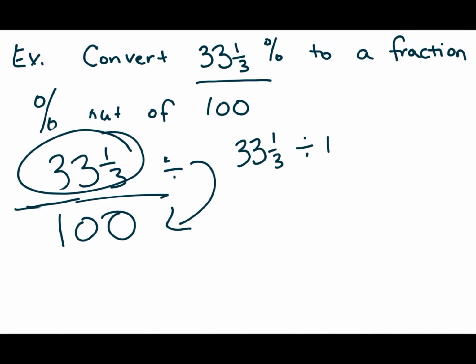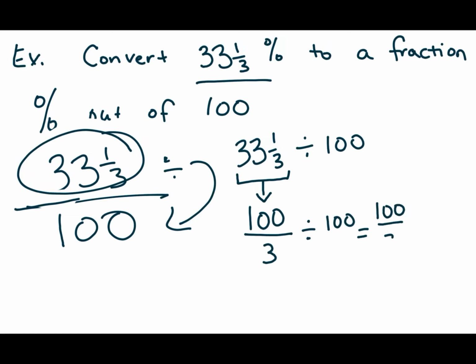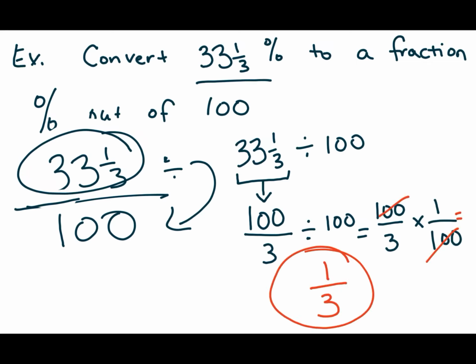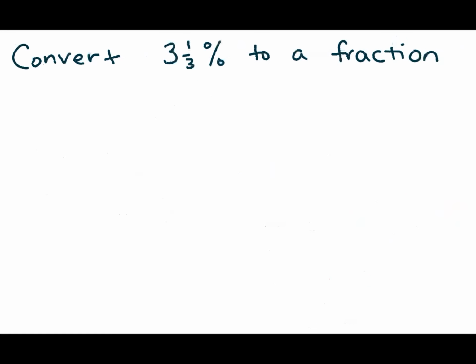33.33 divided by 100. Well, I'm going to convert this into an improper fraction. 33 times 3 is 99. 99 plus 1 is 100. So that is 100 thirds, divided by 100. That's the same as saying 100 thirds times 1 over 100. All right? I can cancel those hundreds out, and I end up with 1/3. That's my answer. All right, let's try another one.